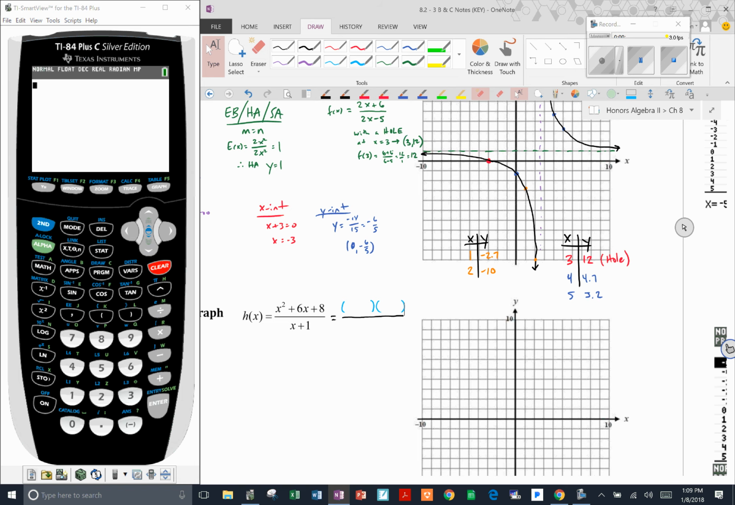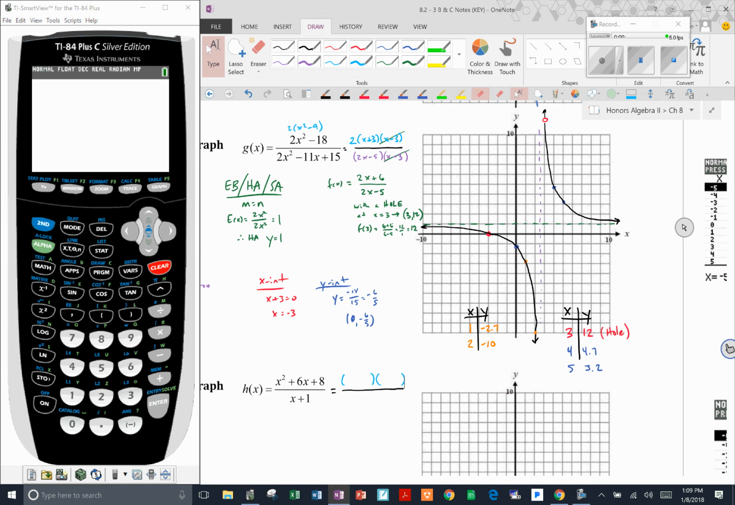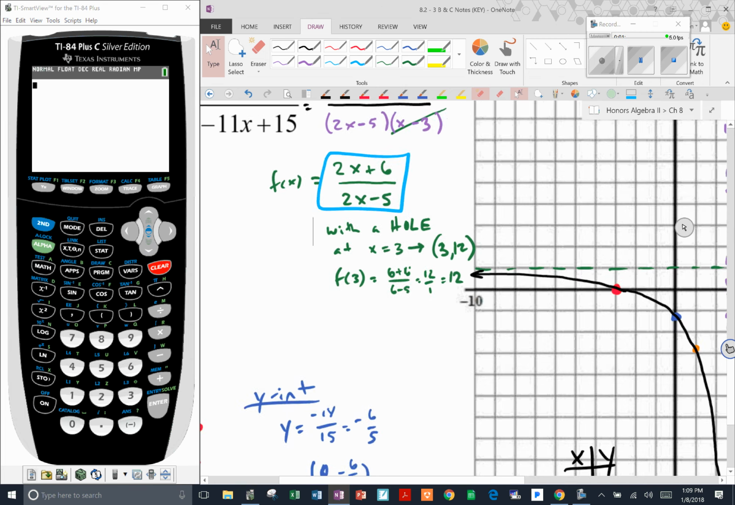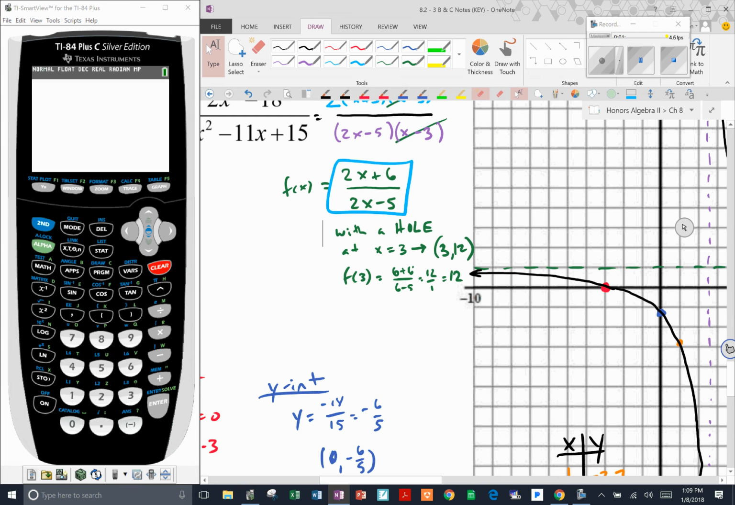Remember, if we have a common factor in the numerator and denominator, then there is a hole in the graph, as there was in the example previous to this. We had x minus 3 appear in both the numerator and denominator, so there was a hole at x equals 3. We actually canceled those out, gave us a new function, and then we were able to put that 3 back in for x in order to find out exactly where that hole was. We found out that it was at 3, 12.